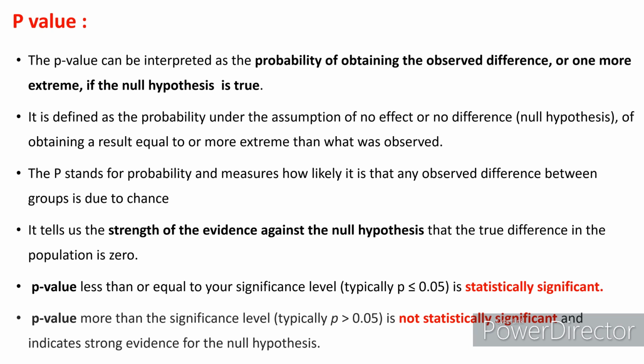So the p-value tells us the strength of the evidence against the null hypothesis that the true difference in the population is 0. So if the p-value is less than or equal to the significance level, which is usually taken as 0.05, then we call it statistically significant. If the p-value is more than the significance level, that is 0.05, we say it is not statistically significant and indicates strong evidence for the null hypothesis.